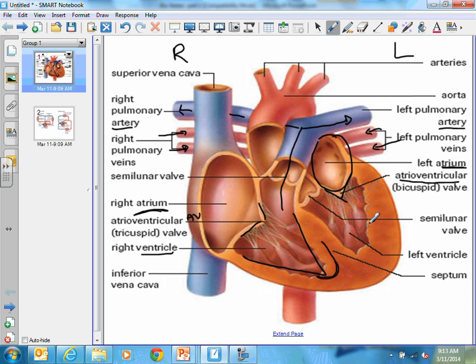Now this blood that's full of oxygen enters into the left ventricle, and then this big muscle here pumps it out your aorta, which is the largest artery in your body. This is what's going to send all of that oxygenated blood off so that it can be sent to your body cells.